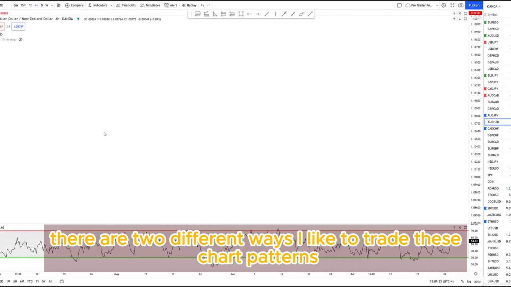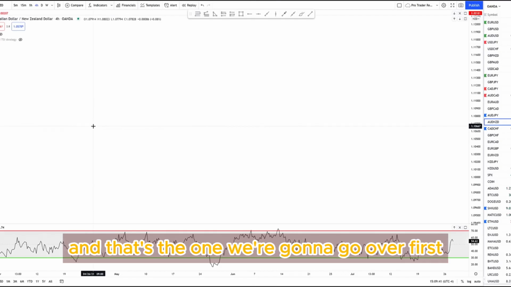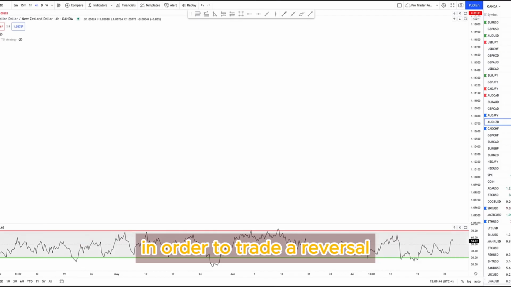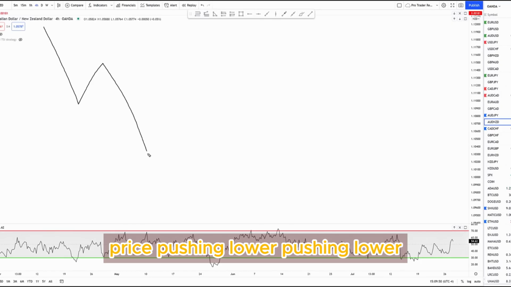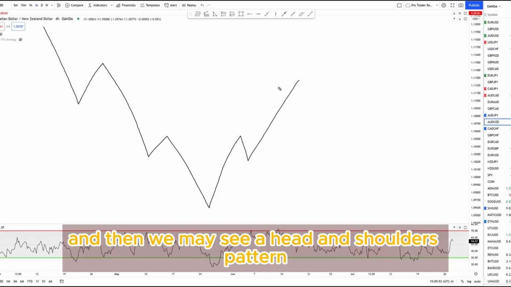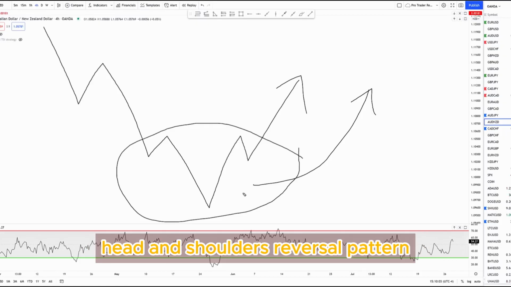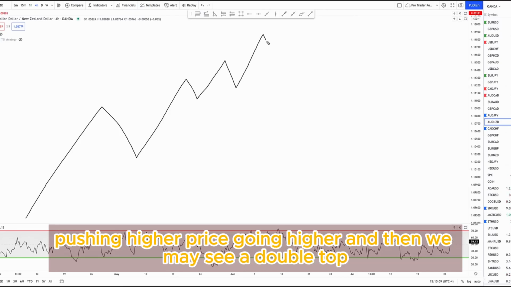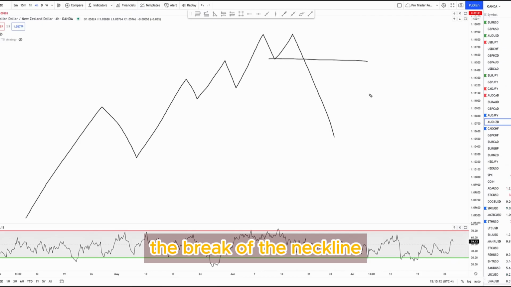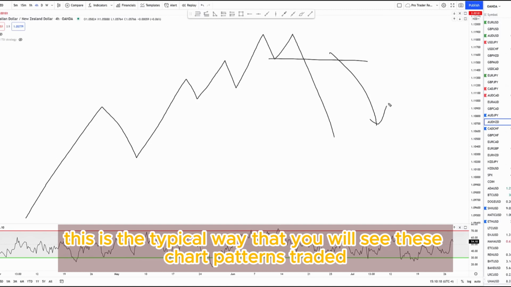There are 2 different ways I like to trade these chart patterns. One is the typical reversal chart pattern, and that's the one we're going to go over first. So let's go ahead and talk about it really quickly. In order to trade a reversal, it would look something like this. We may see a market pushing lower, price pushing lower, and then we may see a head and shoulders pattern that signals a reversal in price to start heading higher. This would be an example of an inverse head and shoulders reversal pattern. In the same way, we may see a market pushing higher, price going higher, and then we may see a double top, the break of the neckline, and that signals a reversal to the downside. This is the typical way that you will see these chart patterns traded.